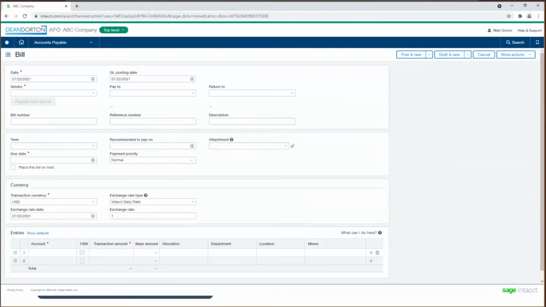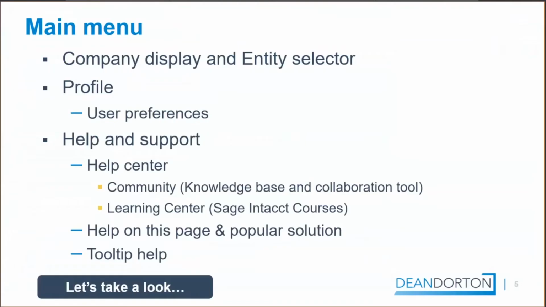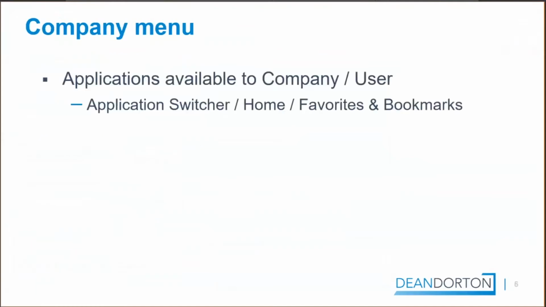All right. So jumping back to the PowerPoint, covered the main menu and some additional things within that. The next menu that we want to get into is the company menu. And this is where, within your company and the applications you have and permissions you have for that user, we're going to get into actually switching between applications, how to navigate back to home, and briefly talk about some favorites and bookmarks and the differences there.